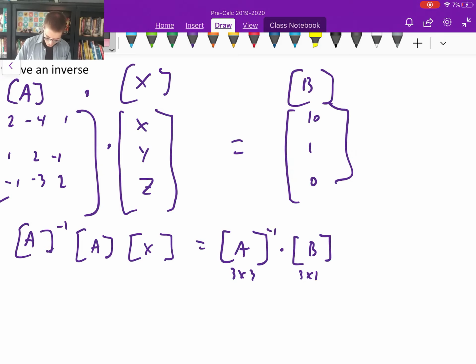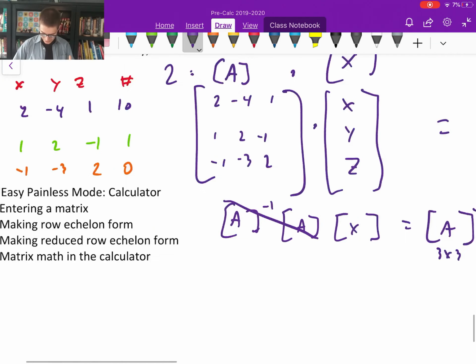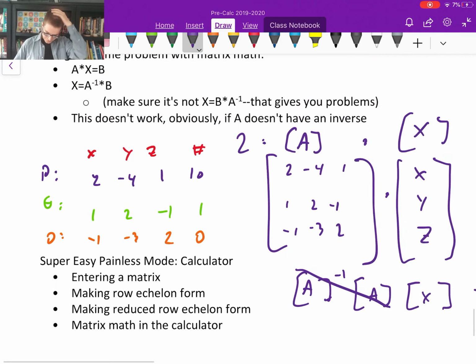So, okay. When you do this, these A's cancel out. So you get X, the matrix X equals the inverse of A times B. So if you could just find the inverse of A and multiply that by matrix B, you will find the answers. It'll give you the answers. That's a lot of heady stuff. Let's see if we can find an easy way to do that.